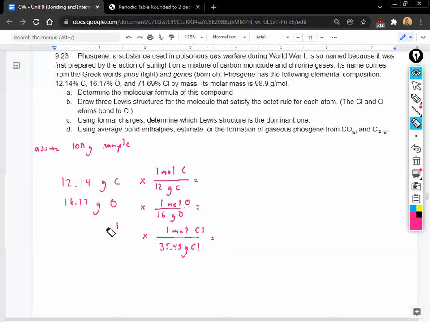So basically, the steps we just took are: we say it's a 100-gram sample so we can turn the percentages into grams, and then you're just turning it into moles. So you're calculating how many moles of every element are inside of that molecule. Okay? I'm going to do the math kind of quickly, I have it written down here. You get 1.011 moles of carbon, 1.011 moles of oxygen, and 2.022 moles of chlorine.